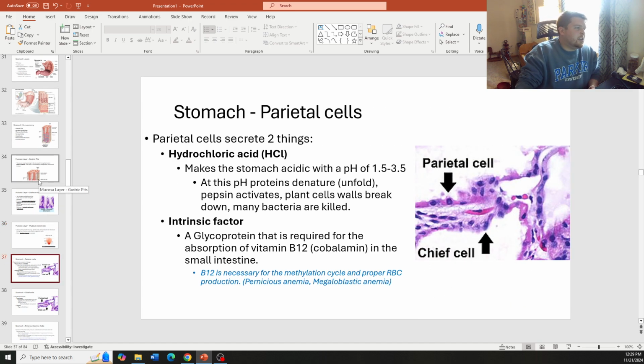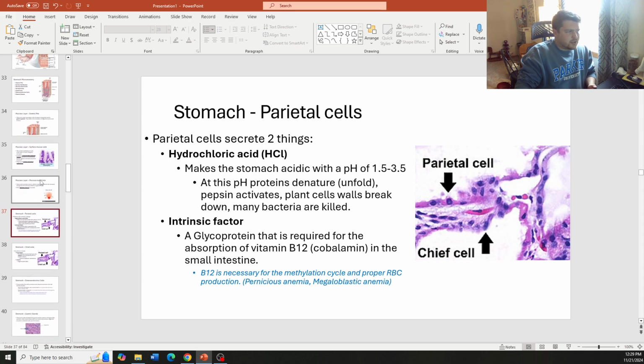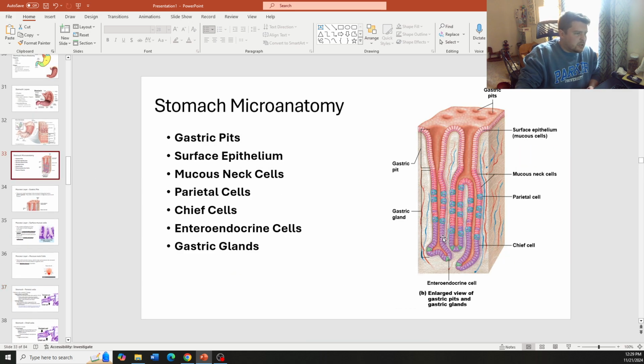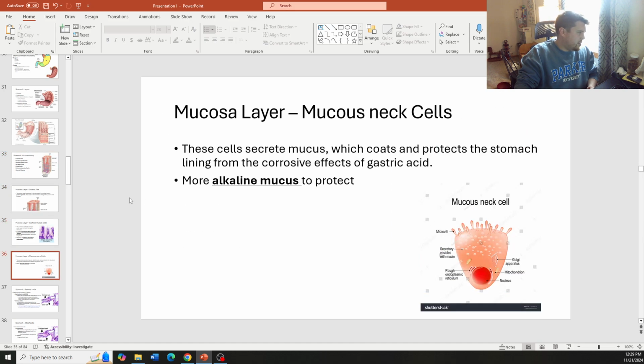Now we get into some of the goodies, the parietal cells. Parietal cells, which are found deeper in these gastric glands, along with chief cells. In the lab portion, you're going to see a lot of pictures with parietal cells and chief cells in the same pictures, okay? So I think I have a couple, yeah.